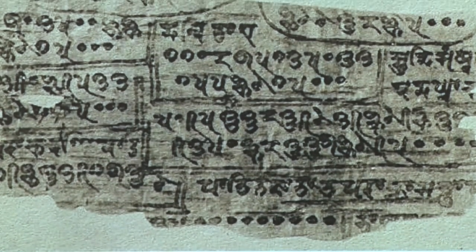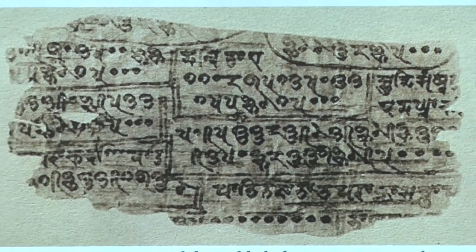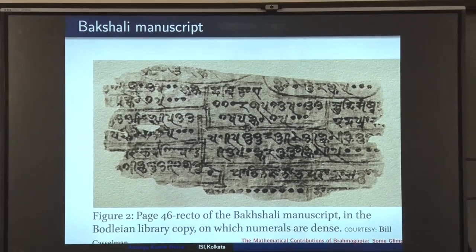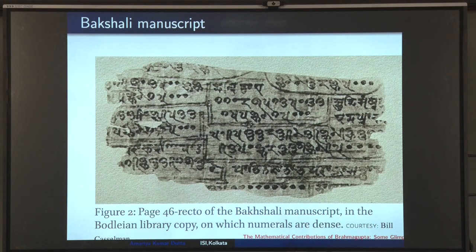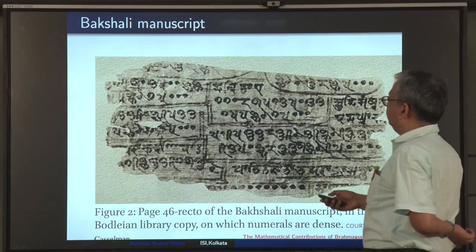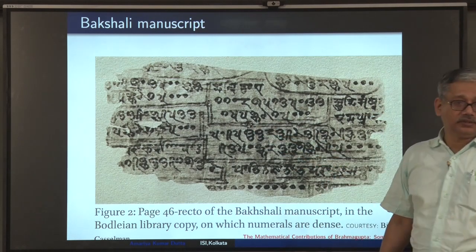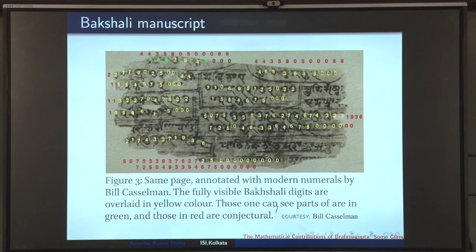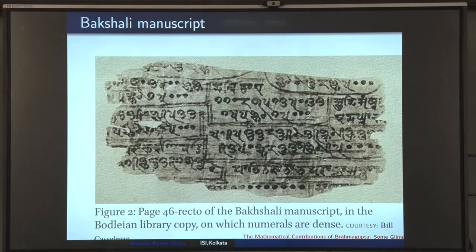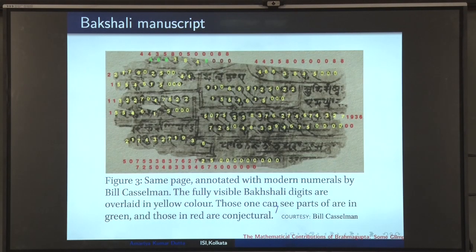Just to give you a feel for the pages of the manuscript. This is taken by Castleman, Bill Castleman. So, this is what the Bakshali manuscript looks like. You can see U here. He also shows you the manuscript, and then he helps you to understand what it represents. So then he has given what is what, 1, 1, 0, all these things.